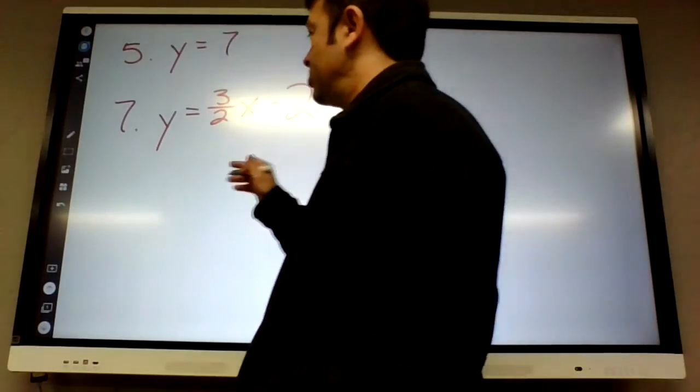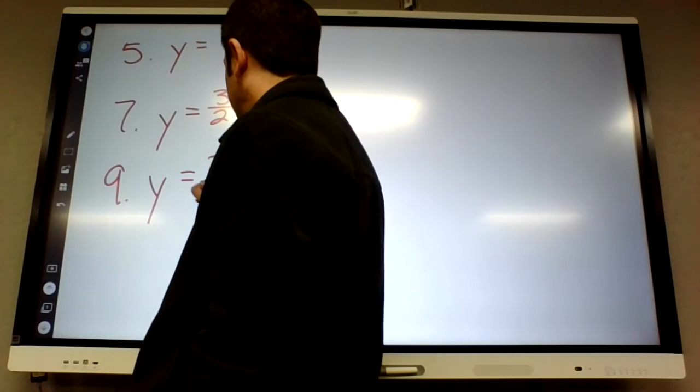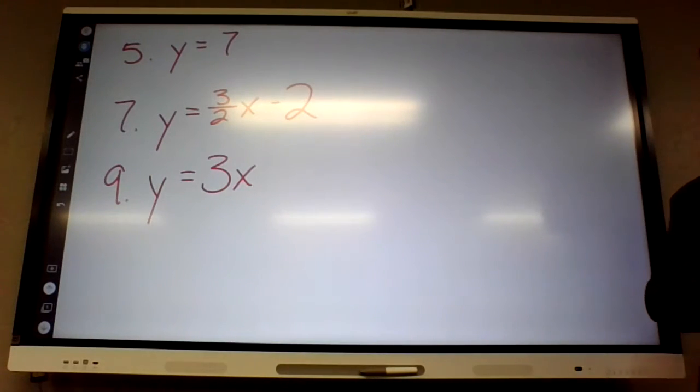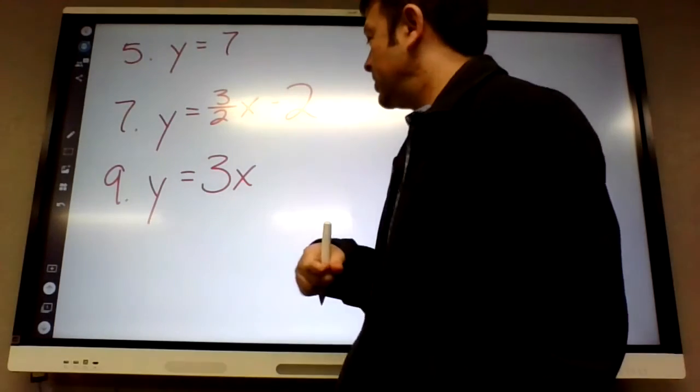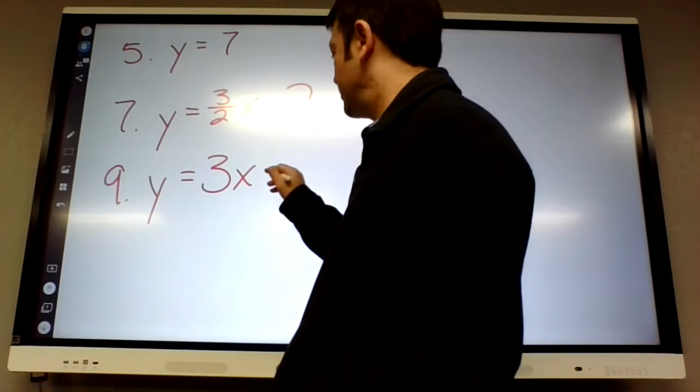So the slope is 3 over 1 or just 3. So it'd just be 3x. Okay, the x is not the slope, it's just a variable that the slope is in front of. And then where's it cross the y-axis at? Negative 1.